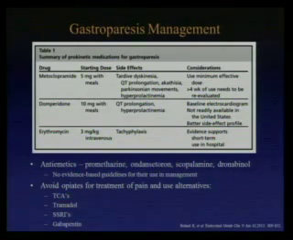Unfortunately, abdominal pain and discomfort often accompanies gastroparetic symptoms, and reflexively, many physicians choose opiates to treat it, but we should really look for other alternatives, including tricyclic antidepressants, tramadol, SSRIs, or gabapentin.